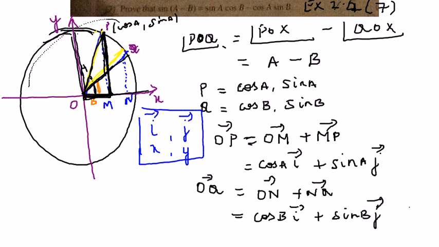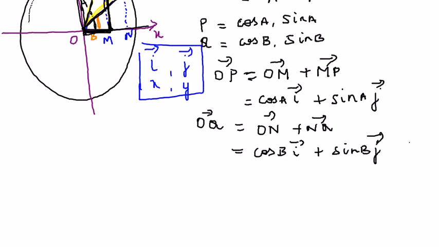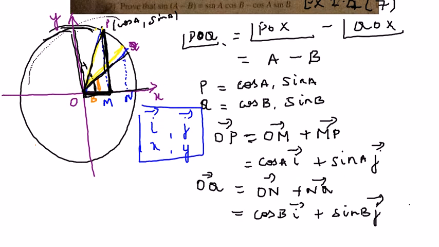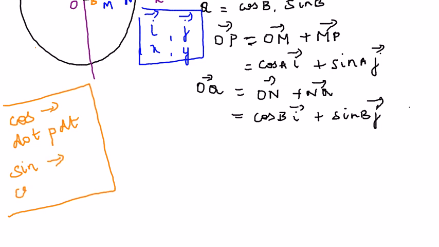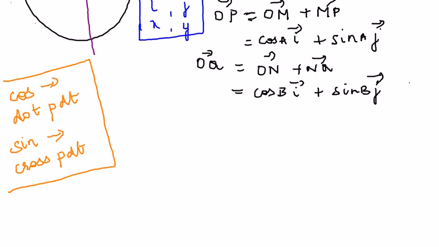Okay. Now we are going to find the cross product of OP and OQ. So let us blindly remember this. For these kinds of sums in vector algebra, when you have to prove something with respect to cos, whether it is cos A minus B or cos A plus B, you have to use the dot product. Okay. When there is a sum with sin A minus B or sin A plus B, you have to use the cross product. Okay. Blindly remember this so that you will never mess up in the sum.